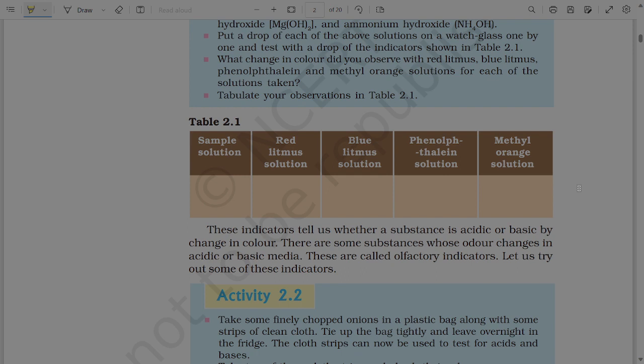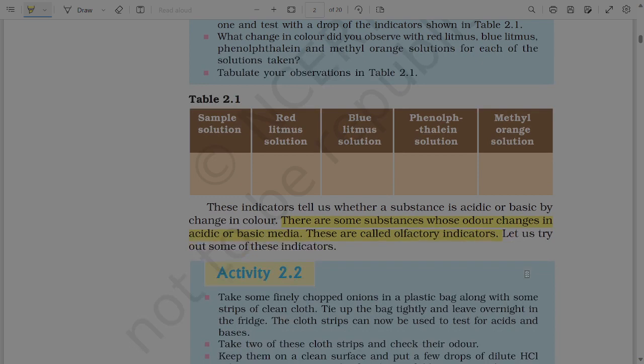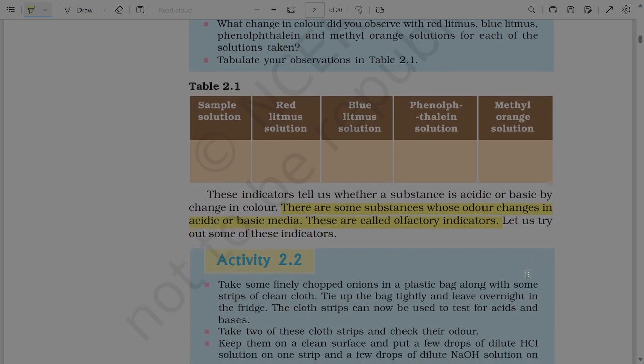There are some substances whose odor changes. Odor means smell. Odor changes in acidic or basic media. These are called olfactory indicators. What are olfactory indicators? The substances whose odor or smell changes in acidic or basic media are called olfactory indicators.